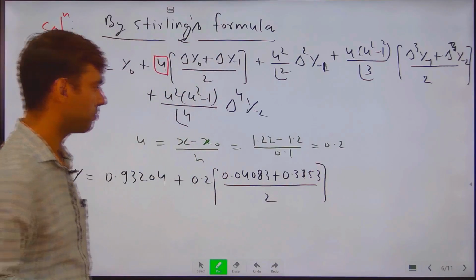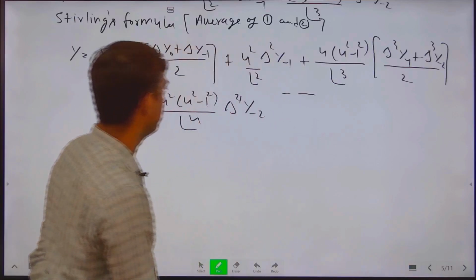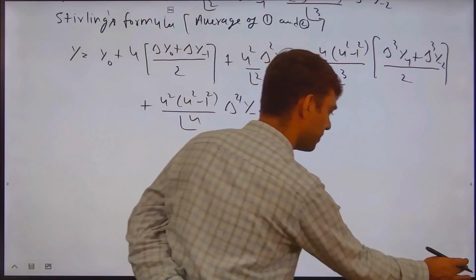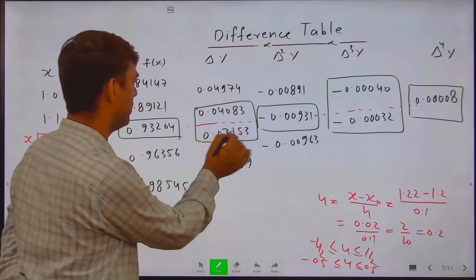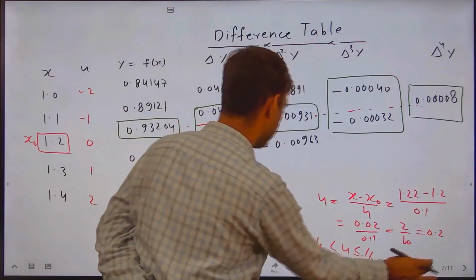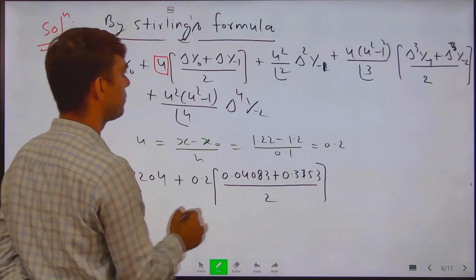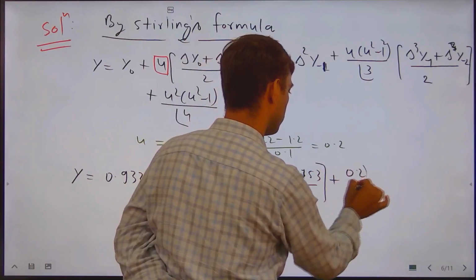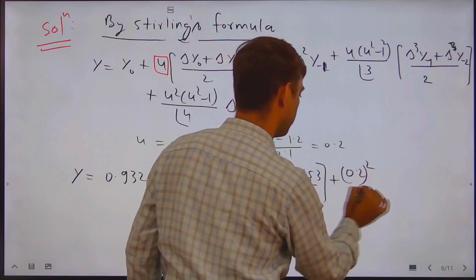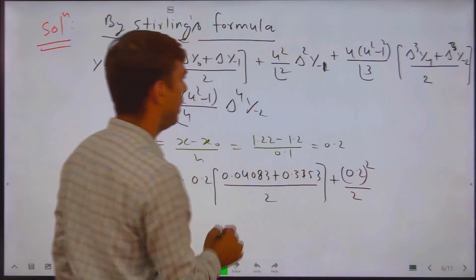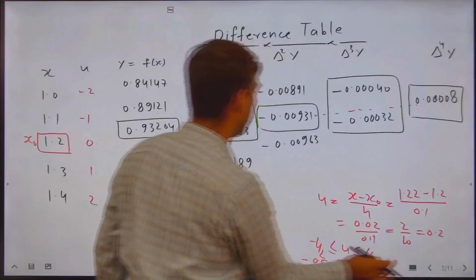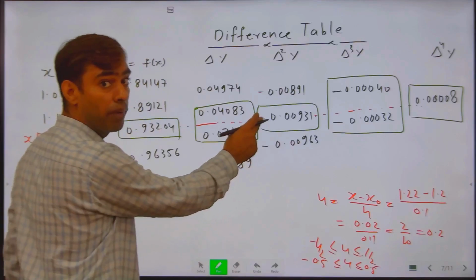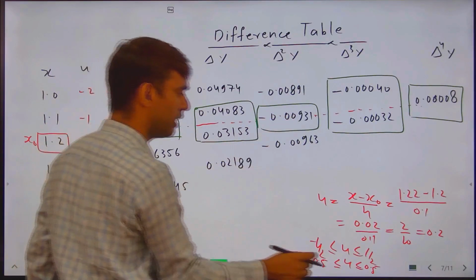Second term, once we verify the values, 3153. Next one is u square, that is 0.2 whole square, divided by 2 and del 2 y minus 1. What is the value for del 2 y minus 1? Minus 0.00931.